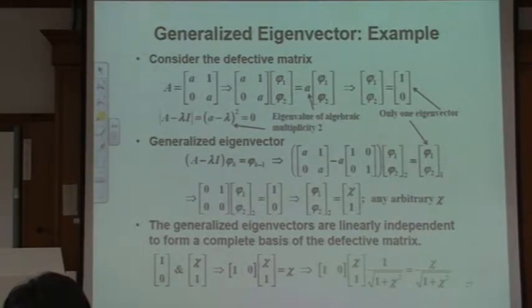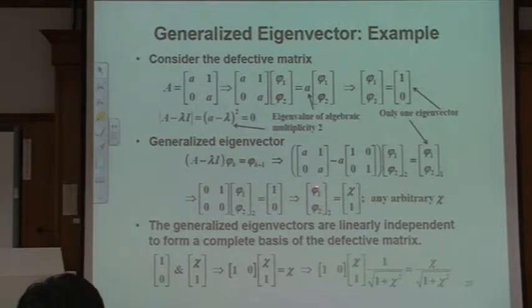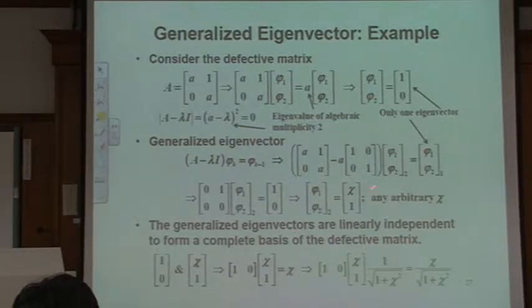We already found only one eigenvector, and we use this one to create another eigenvector. So we can find this second eigenvector, as this result shows. The second eigenvector is equal to chi and 1, where chi is an arbitrary number. And how can you show this vector is independent of the original 1, 0 vector?